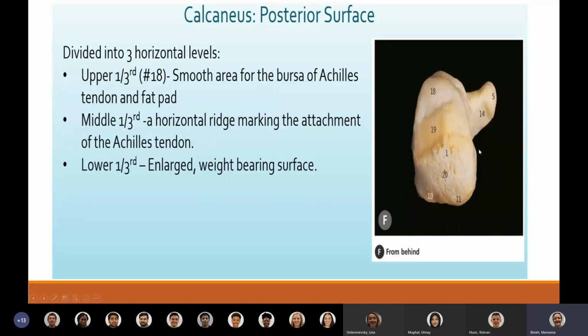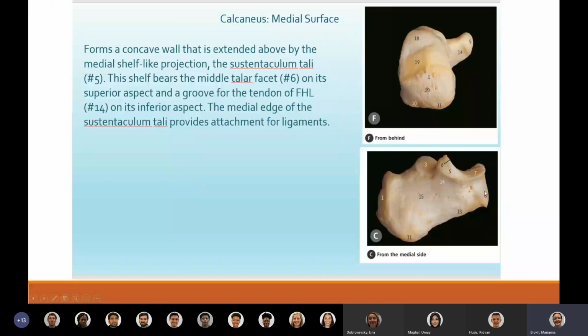So the middle third marks the ridge for the attachment of the Achilles tendon. This smooth area is for the bursa and the fat pad, which cushions the Achilles tendon so it doesn't rub against the upper third of the calcaneus. And obviously the lower third of the calcaneus is the large weight-bearing surface that bears the weight of the foot, okay?